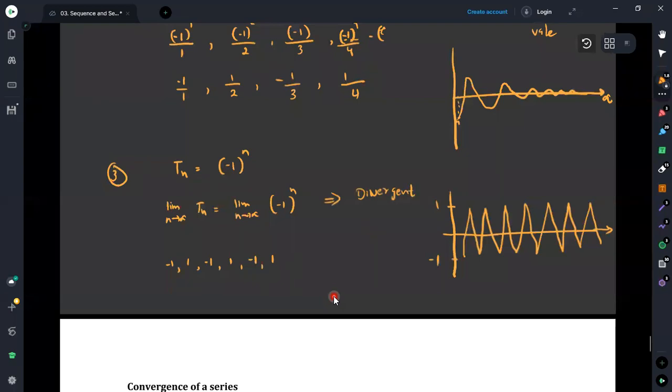But in the previous one, as n goes to infinity, we saw that it becomes 0 at the value of n equal to infinity. Then we take this as 0. Therefore we can consider the previous one as convergent. But if you simply take this minus 1 to the power n, it would be a divergent series.